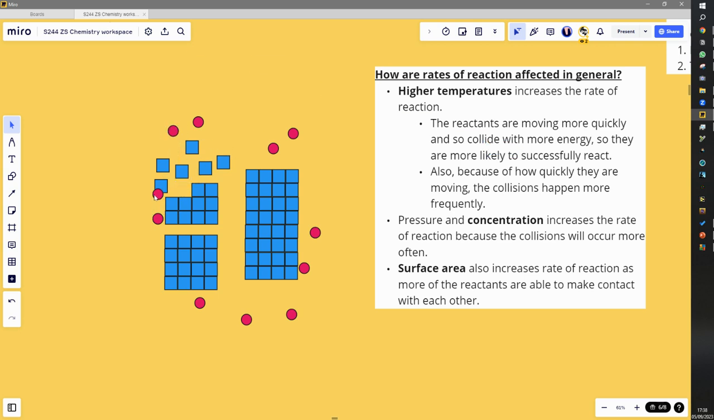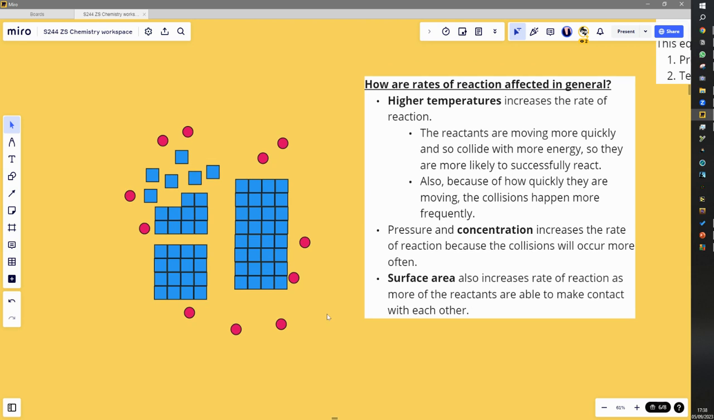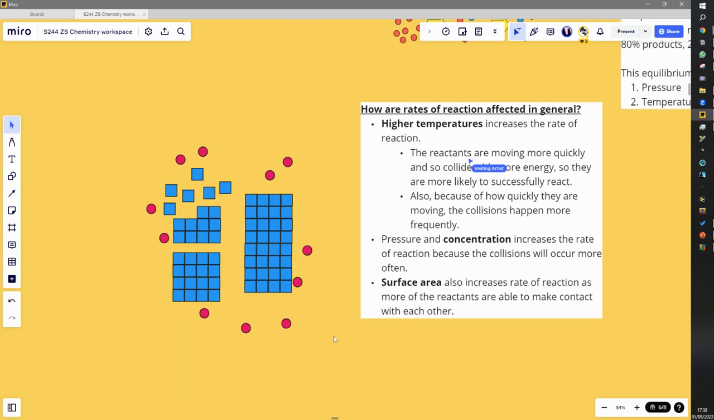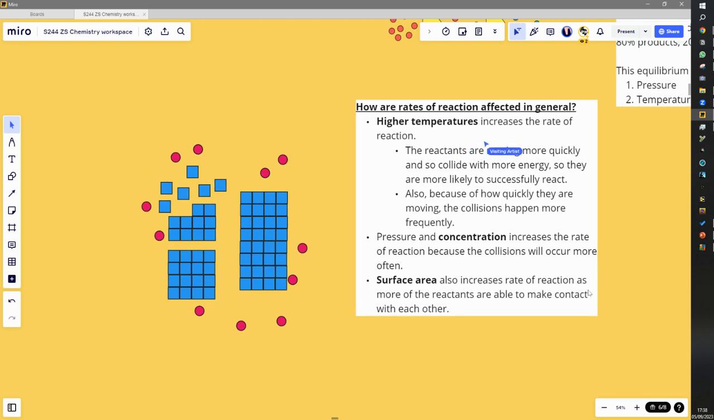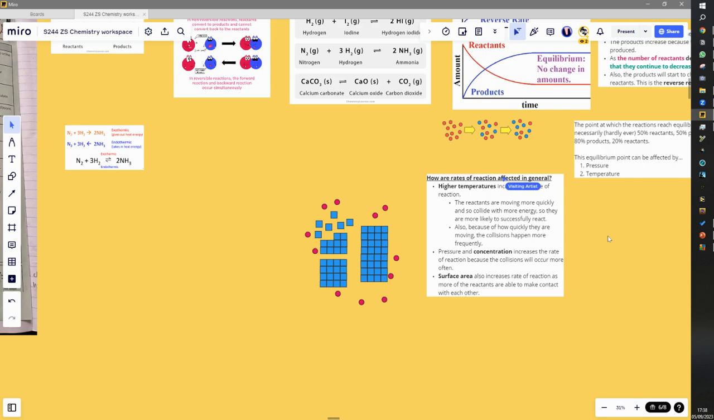So I think the example I gave was that if I had a strip of magnesium in a flame, it's going to react quite vigorously. But if you take the same amount of magnesium as a powder and you sprinkle it over a flame, you're going to get a much stronger reaction. It's going to react much, much more quickly. So increasing the surface area will also increase the rate of reaction.